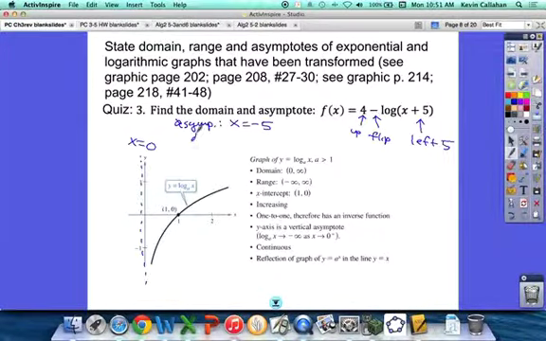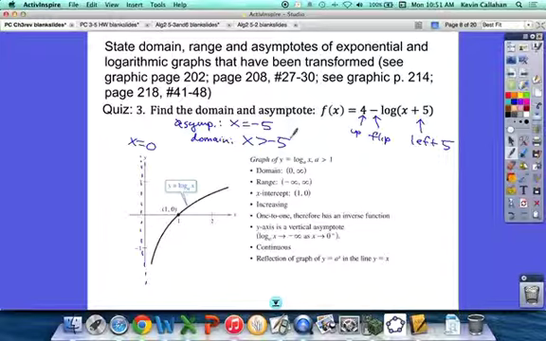Right? And then domain, x is greater than negative 5, right? It used to be greater than 0, but now it's going to move 5 to the left. And it didn't ask you for the range. I think the test question will say also the range. What is the range of a logarithm?